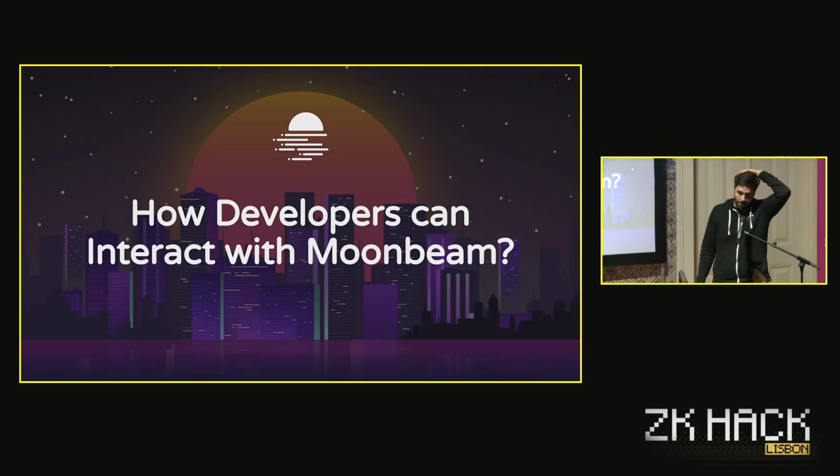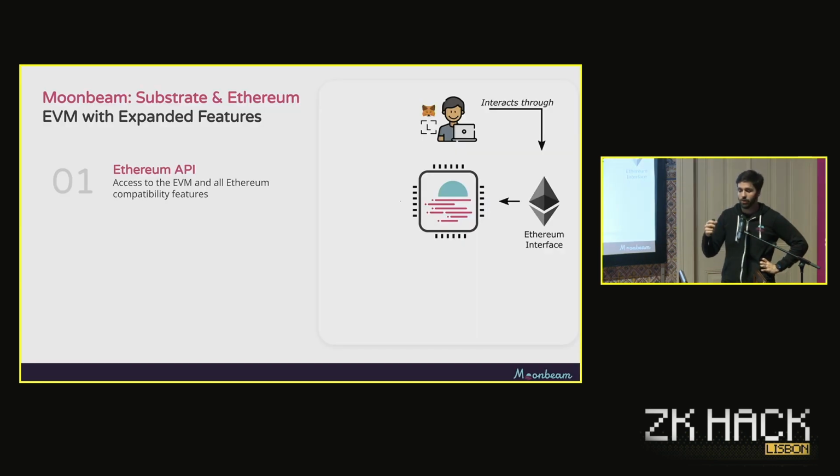So let me explain briefly how developers can interact with Moonbeam. If you think about Ethereum compatibility, you can see a person, let's call the person Bob or Alice, and that person can interact with Moonbeam using the Ethereum API. That's like Ethers.js, Hardhat, MetaMask, Remix, all the tools that you're familiar with, even a Ledger device through a wallet. That is what allows you to build Solidity smart contracts without having to change anything of what you're familiar with.